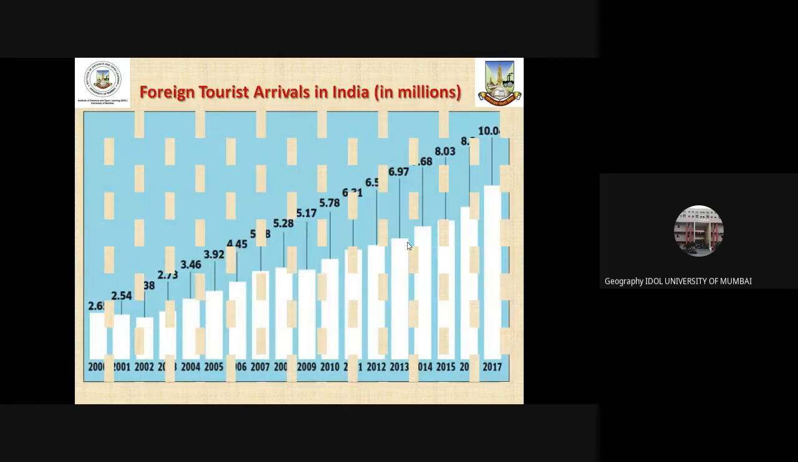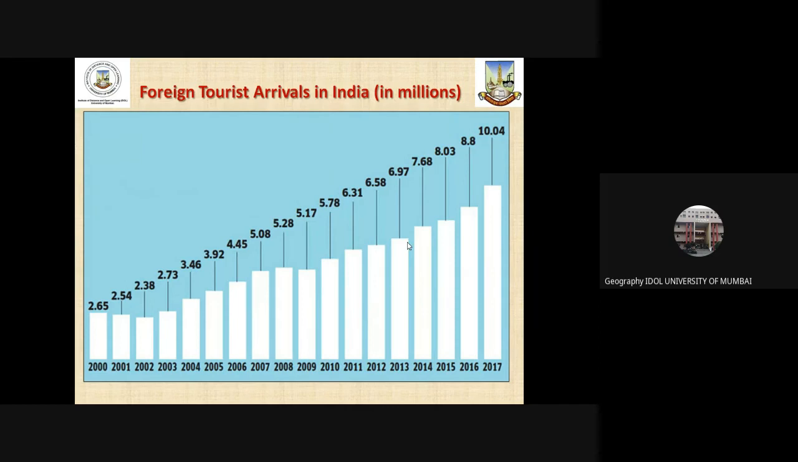Now, if we talk about the statistics in terms of foreign tourist arrivals in India, we could find that the number of people arriving in India from other countries in 2000 was just 2.65 million, which has increased up to 10.04 million in the year 2010. So there is a gradual growth in the number of tourist arrivals in India. It was only from 2008 to 2009 that tourist arrivals slightly dipped from 5.28 to 5.17, probably due to the terrorist attack in Mumbai in November 2008.